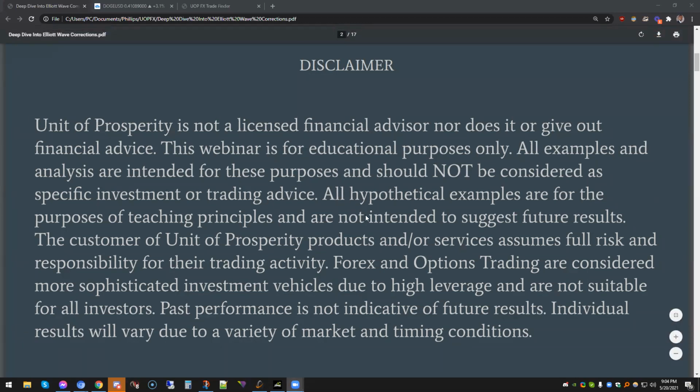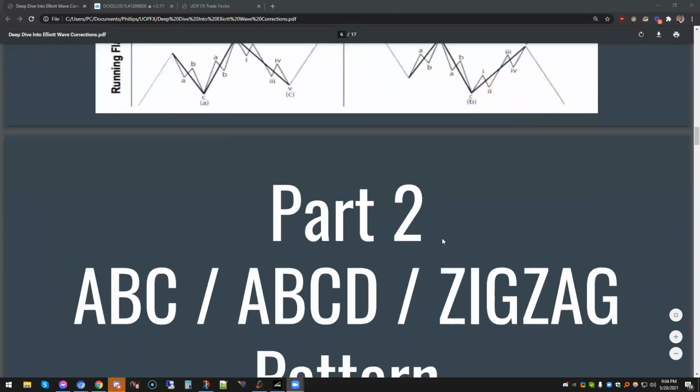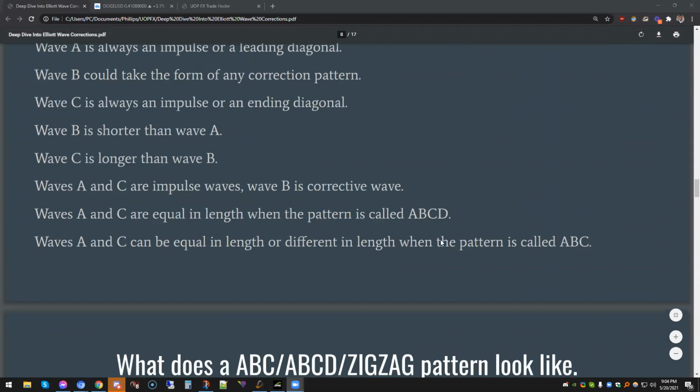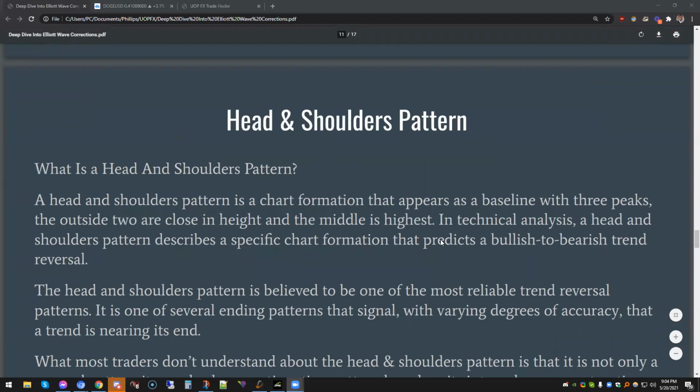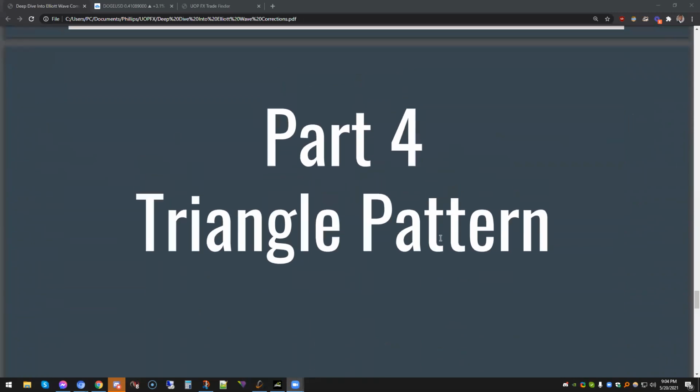So let's jump into this evening's class. Let me just scroll down. These are some of the topics that we've covered so far. And this evening, we'll be doing part 4 of corrective formations, which will be triangle patterns.